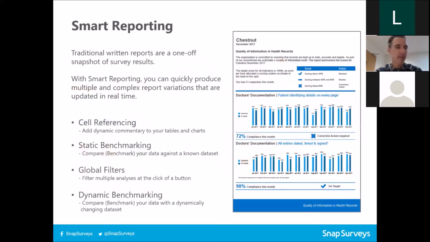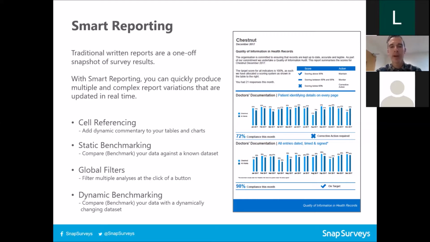So let's have a look at the plan for today. So cell referencing, this is taking dynamic content from your tables and charts and populating the commentary of your report. So as your data updates your individual tables and charts, information from those tables and charts is populated into the actual text of your report. Static benchmarking is comparing your live data against some kind of external known data set. So you might have a competitor's information data that you want to compare your live data with, or maybe you've just got some head office figures, some KPIs that you want to compare your data against.